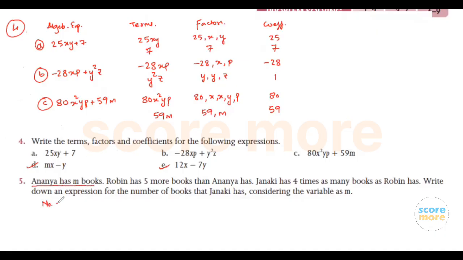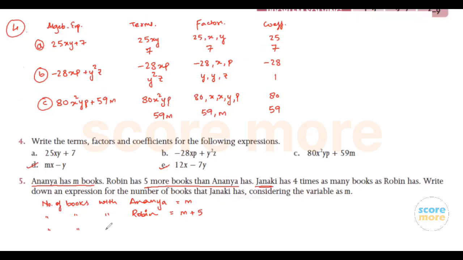So we can write down the number of books with Ananya. So number of books with Ananya are M. Afterwards, number of books with Robin. Now in the question it is given that Robin is having 5 more books than Ananya. So can we say that Robin is having M plus 5 books? Isn't it? Now moving on to Janaki.